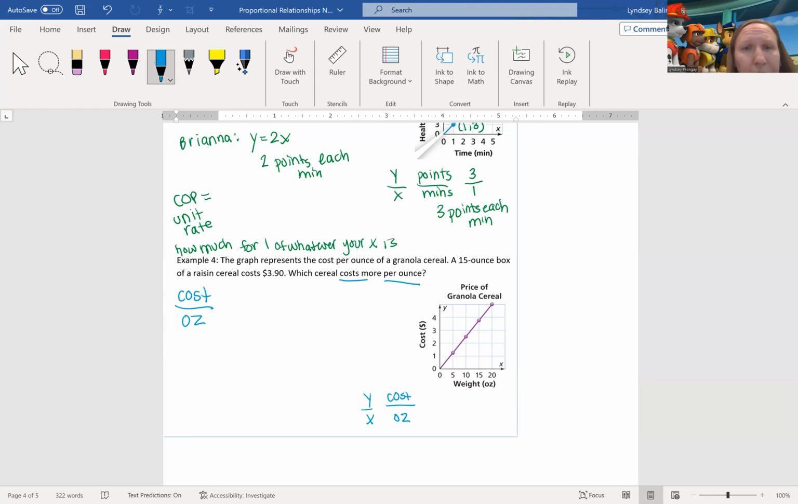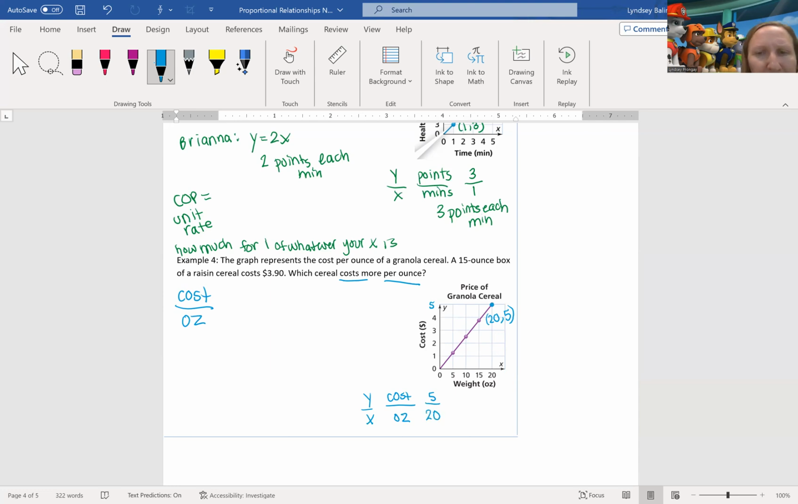Y's over x's. Let's start with the graph because that one's there. I have when x is 5, I'm not sure what the y is. I'm not sure what the y is when x is 10. But at this point up here, that looks like a nice point. So that ordered pair would be 20. Even though it doesn't say it, that y value would be 5. So it's $5 for a 20-ounce box.